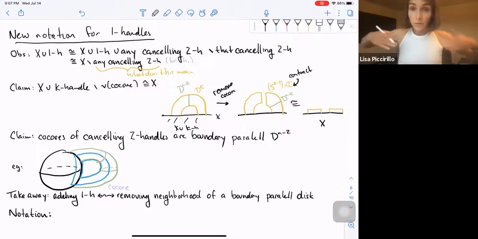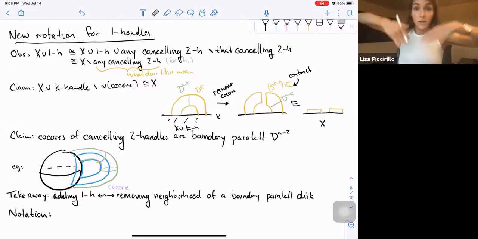And how are you going to get it out to the boundary of this B^3 here? You're going to push it across that D^2, which is the thickness of your one handle. So I'm not claiming to completely write this down in full generality or in all dimensions, but this is how you would show that a D^2 co-core of a two handle that's canceling in a four manifold is boundary parallel. You'd still say I can use the thickness of my one handle as that disk that pushes it out to the boundary.